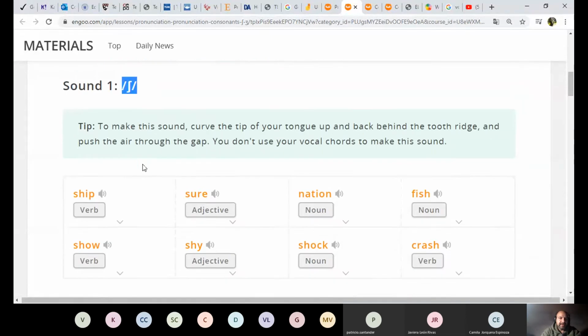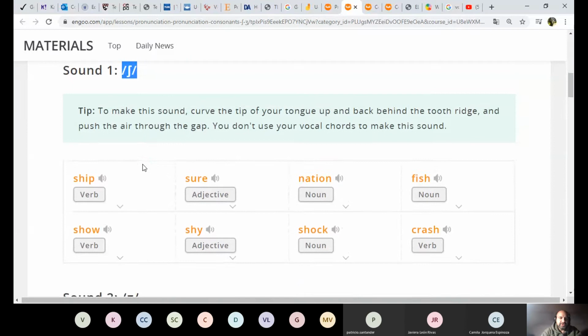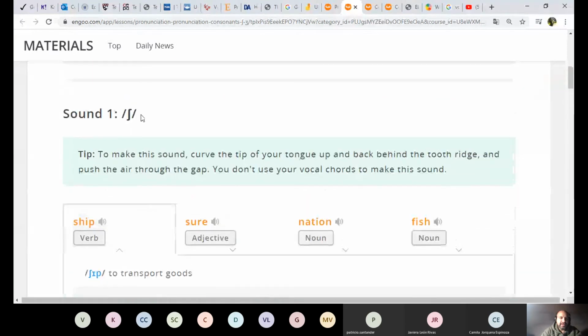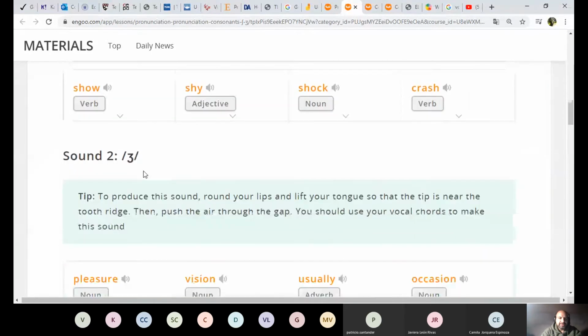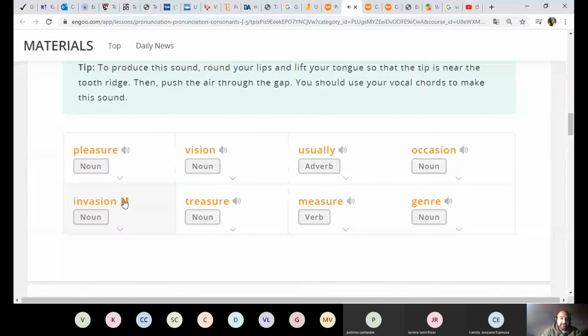Both of them are palatals, both of them are fricatives, right? The only difference between these two is the voicing. We tend to produce voiceless sh and not j. So that's why I encourage you to practice this. So for instance, invasion, not invasion with sh; treasure instead of treasure; measure instead of measure, okay?